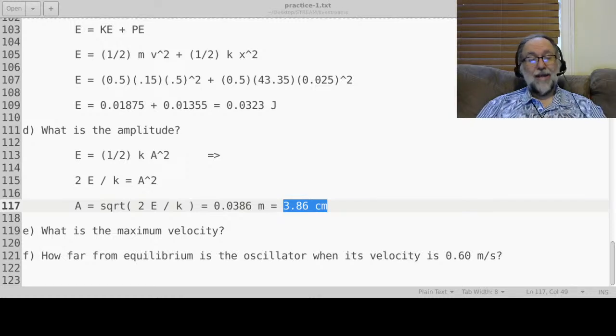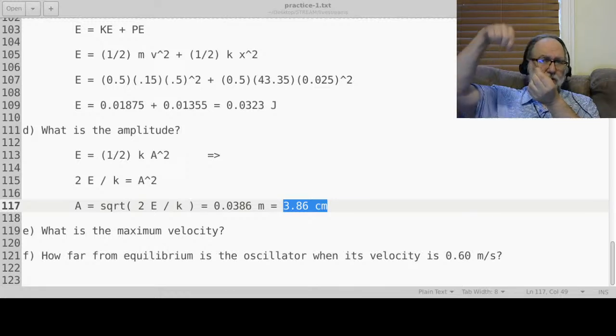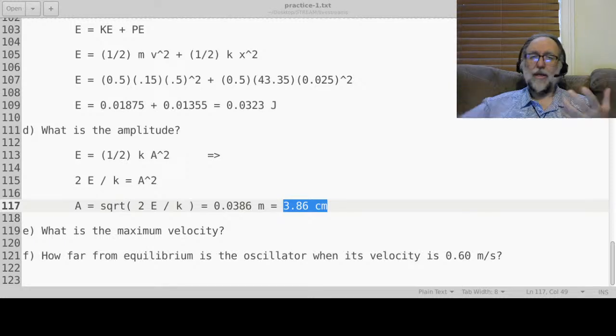And it turns out to be 3.86 centimeters. So you go, yeah, that sounds sort of right. Makes sense. Here's equilibrium. It's at 2.5 and it's still moving, so it's going to go a little bit further. It gets to 3.86. Okay, good.